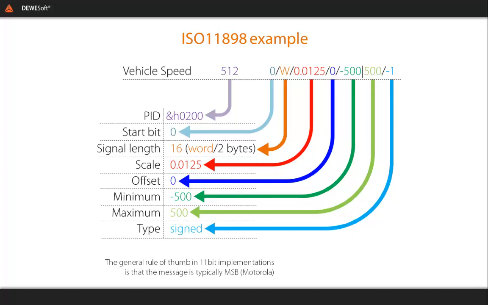Although there is no guarantee, most 11-bit messages are Motorola based and most 29 bits are Intel based. That's basically big endian and little endian, and don't confuse endian with bit ended.